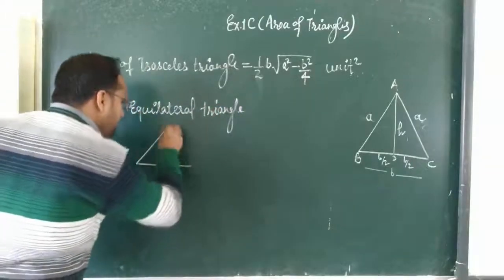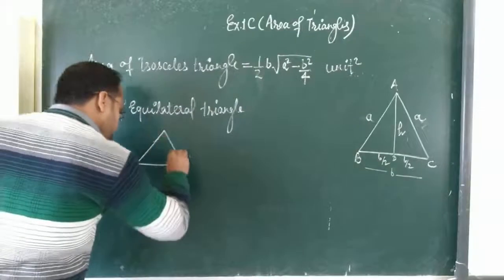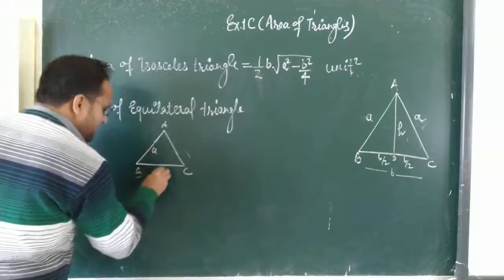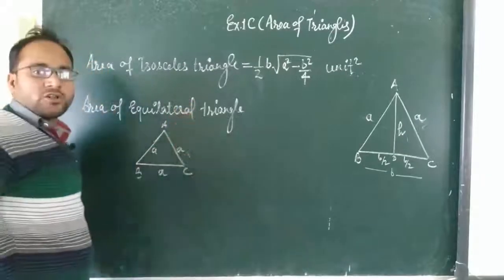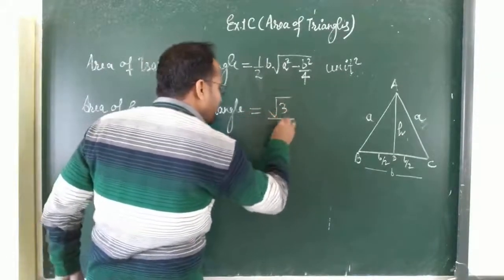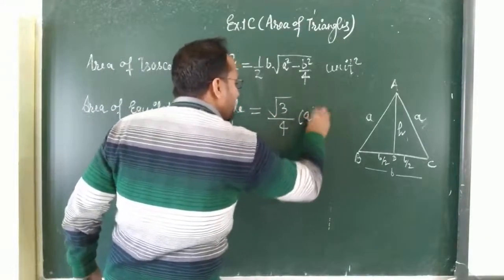This is a figure whose all sides are equal. This is A, this one is also A, this one is also A. Its formula to find the area is under root 3 by 4 times the side squared, that is, A square.